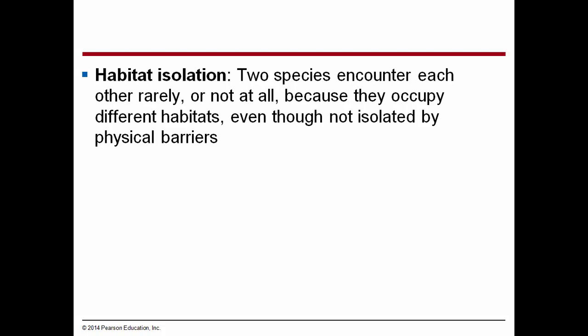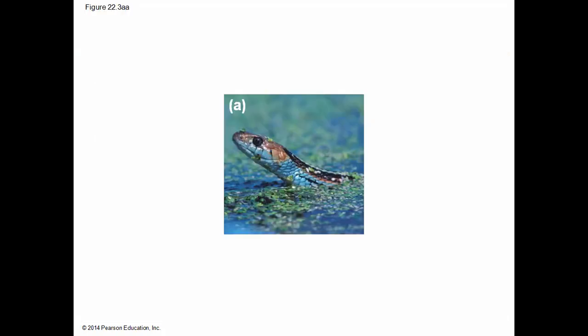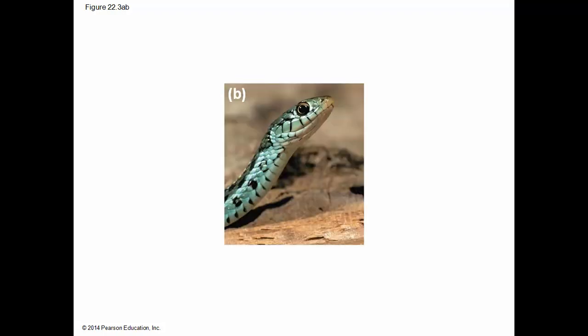Habitat isolation: two species encounter each other rarely or not at all because they occupy different habitats, even though they are not isolated by physical barriers. Okay, here's the example of the garter snake. Here's the aquatic garter snake and the terrestrial garter snake.